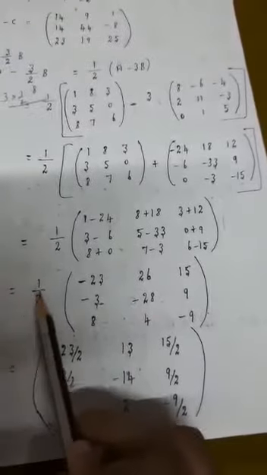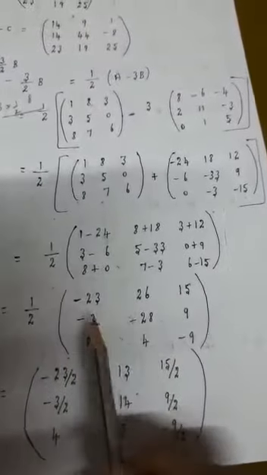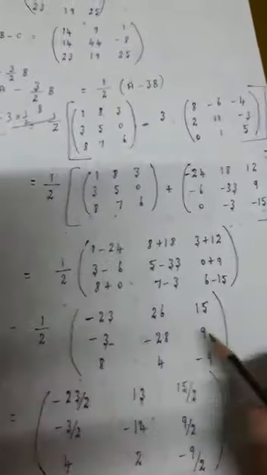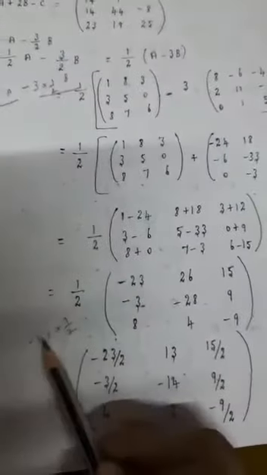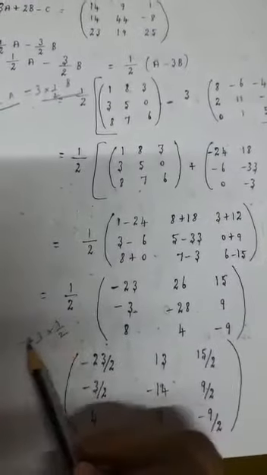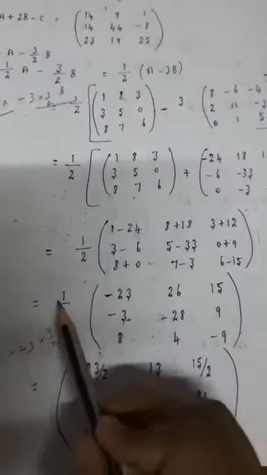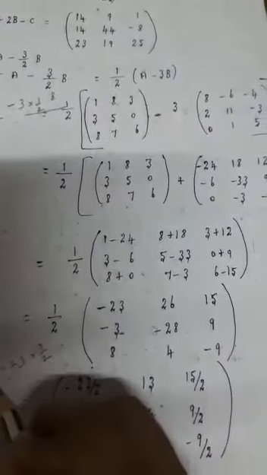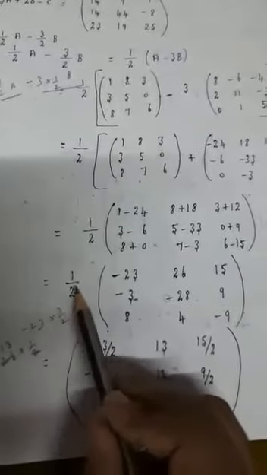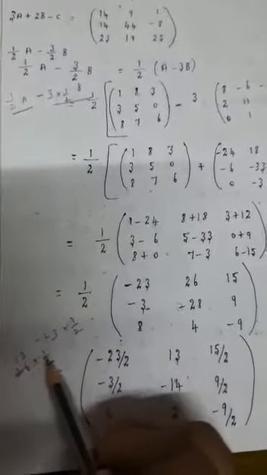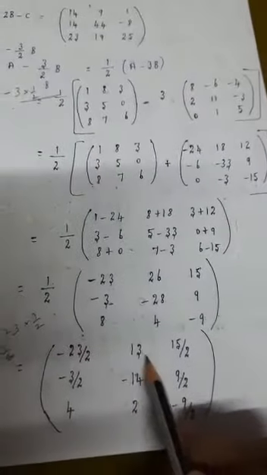Now see here, this 1 by 2, can you multiply it inside? So how to multiply? 1 by 2 and minus 23 into 1 by 2 means minus 23 multiplied with that one. Okay, so minus 23 by 2. Next, 26 into 1 by 2. So can you cancel it or not? 26 into 1 by 2, 1 by 2 into 26. Okay, so can you cancel it? Then you will get the answer 13.